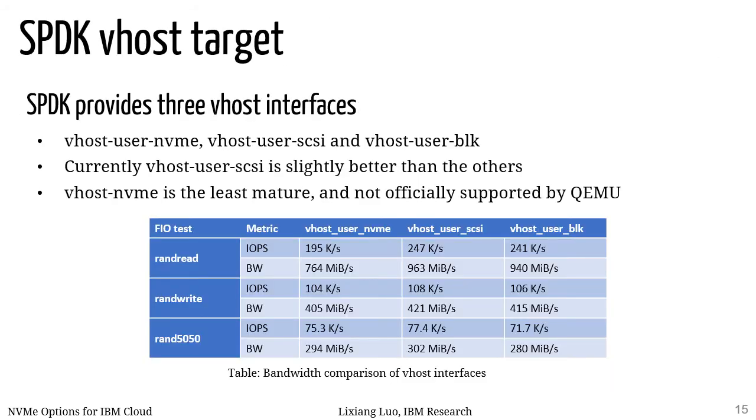SPDK vhost target is a more recent option for NVMe virtualization. It provides 3 interfaces: NVMe, SCSI, and block. With some performance study, we found that, at the time of the writing of the paper, vhost-user SCSI is the best option among the 3 overall. But there is really no big difference between the 3.